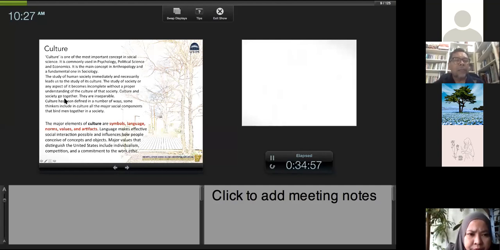Culture and society go together. They are inseparable. Culture has been defined in a number of ways. Some thinkers include in culture all the major social components that bind men together in society. So if you want to discuss this, you will get basically a degree in sociology when you talk about culture. The major elements of culture are symbol, language, norm, value, and artifact.